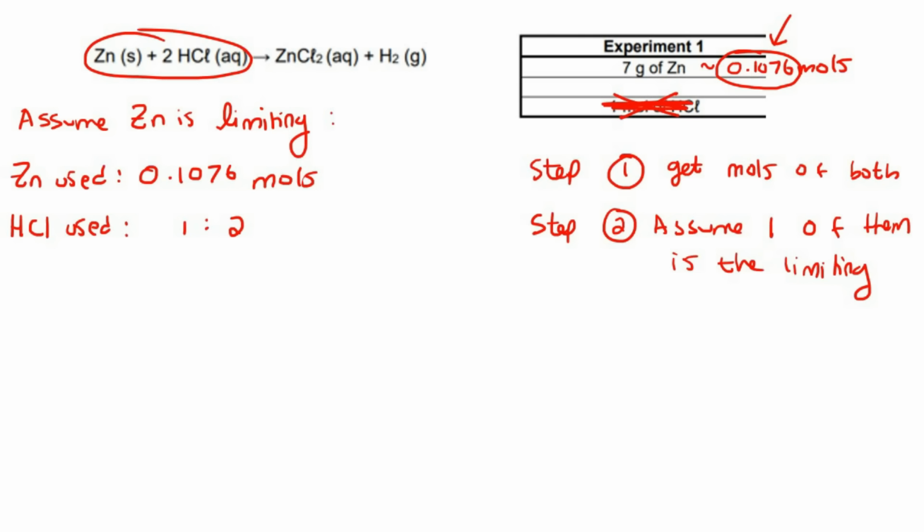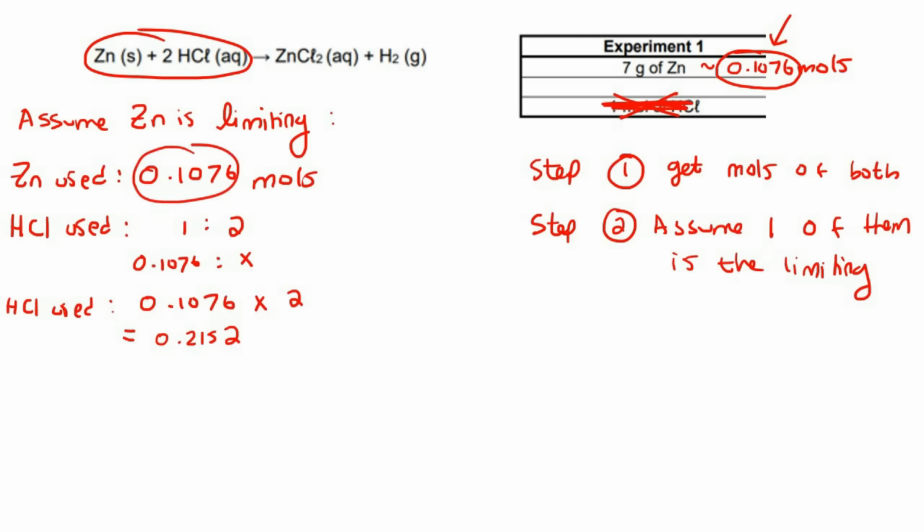Now we know that the zinc here is 0.1076. So what we will do is we will just multiply that by 2. So the amount of HCl that we would use is going to be 0.1076 multiplied by 2, and that would be 0.2152. Now what we do is we think about, does this make sense?